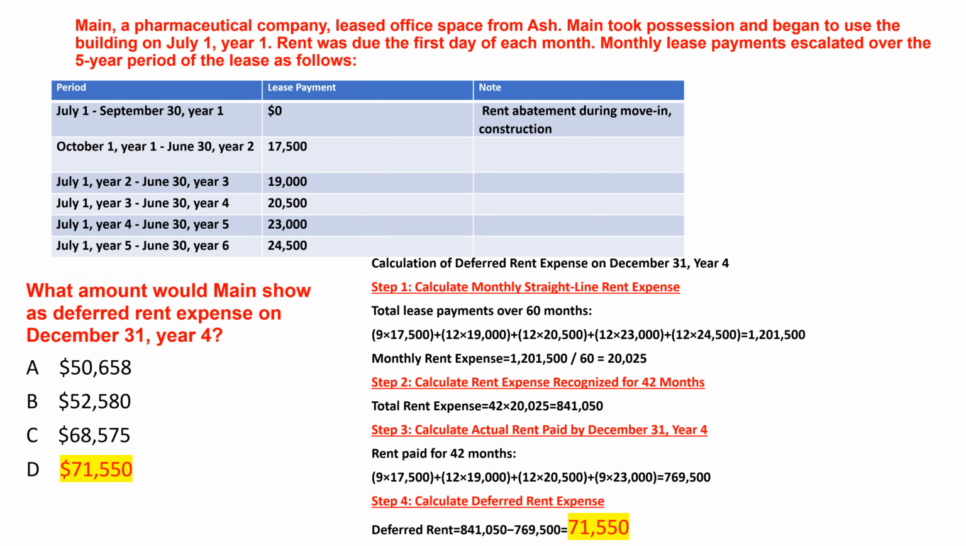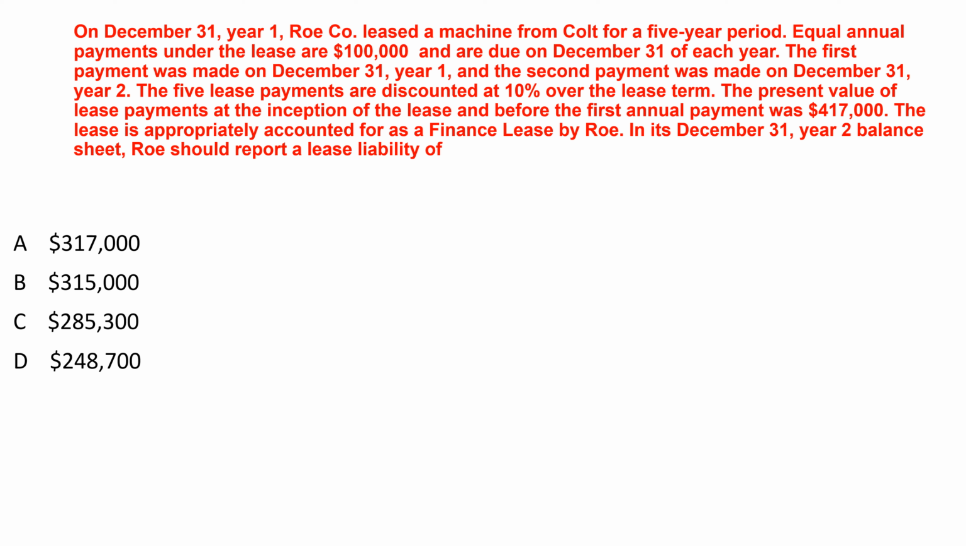To determine deferred rent expense, we first calculate monthly straight-line rent as $20,025 by dividing total lease payments over 60 months. Next, we compute rent expense for 42 months, totaling $841,050. Then, we sum up actual rent paid by this period, which amounts to $769,500. Finally, we subtract actual rent paid from recognized expense, arriving at a deferred rent expense of $71,550.